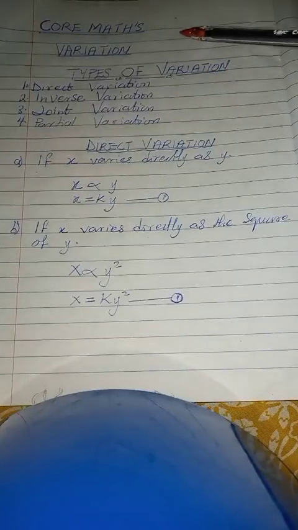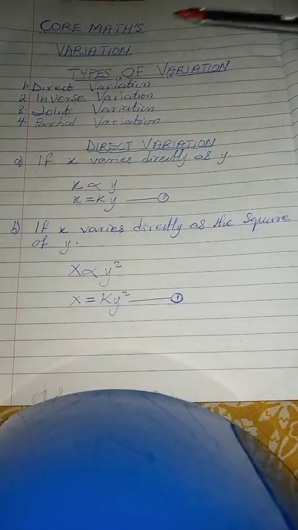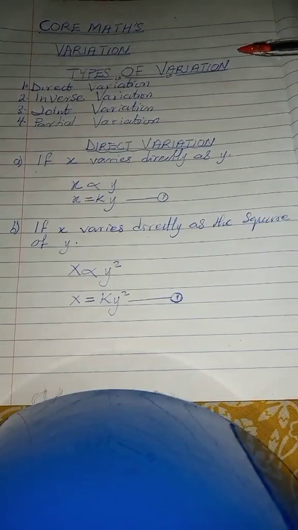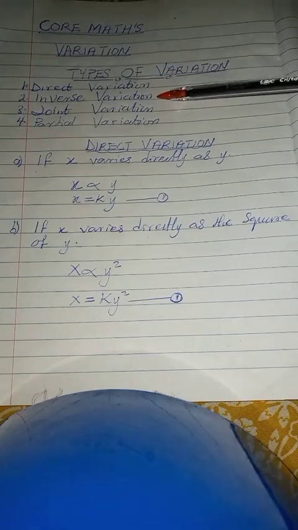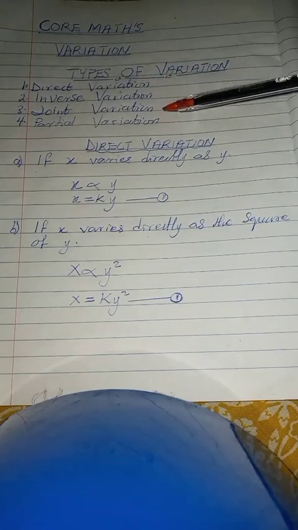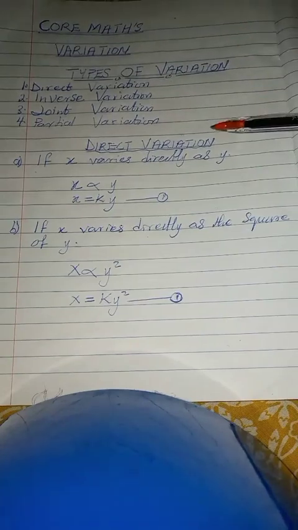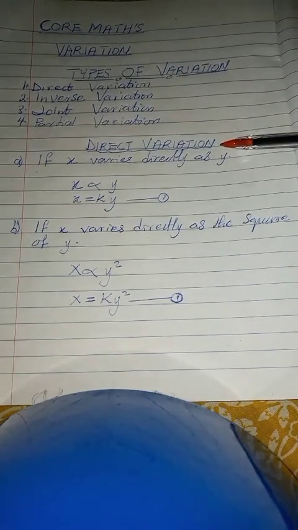Our lesson today is on the topic of variation. We have 4 types of variation, and these are direct variation, inverse variation, joint variation, and partial variation. Let's look at the first one, which is the direct variation.